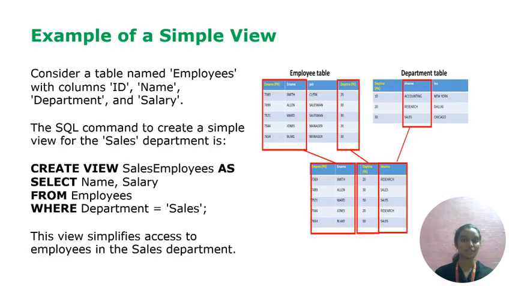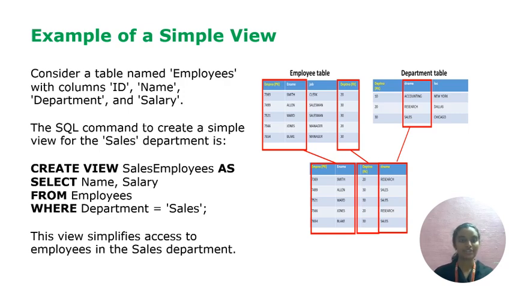The examples of simple views. Consider a table named employees with columns ID, name, department and salary. The SQL command to create a simple view for the sales department is. Here we can see the two tables, the employee table and the department table. For the simple view, the query is create view sales employees. Sales employees is the name of the view and we are creating a view for the original relation.